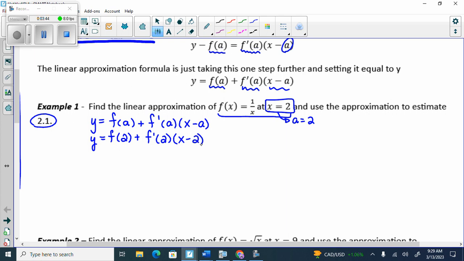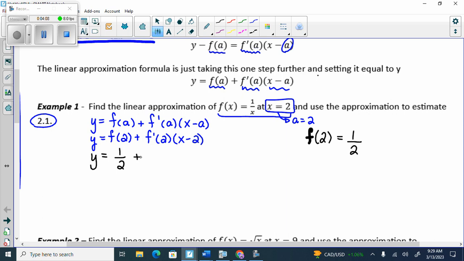Can we find f of 2 and f prime of 2? Yeah. What's f of 2? We learned that in grade 10. Yeah, because you're just going to plug it in. f of 2 equals 1 over 2, correct? So I can go back here and I can go y equals a half.